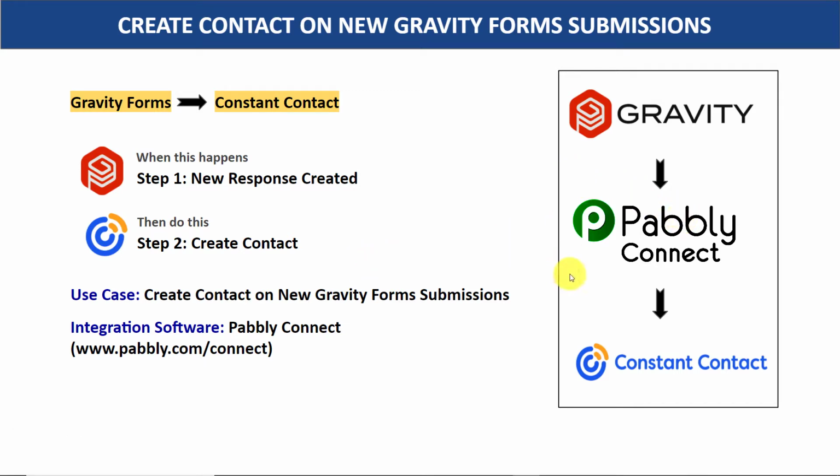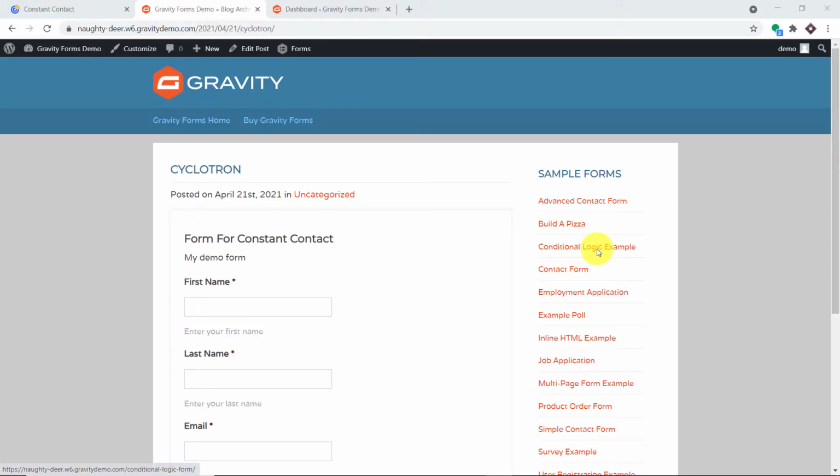So in this video, we will be using Pabbly Connect to integrate Gravity Forms and Constant Contact. The best part of using Pabbly Connect is there is no need for coding skills or programming knowledge. It can be done easily. Let me show you on my screen. Okay, so we are going to begin with a small example.